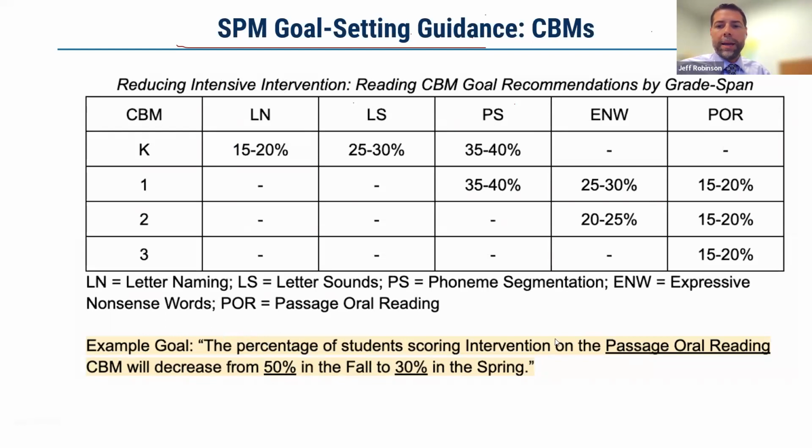Pick a number in this range. In this example, the teacher's choosing to set a goal to reduce the percentage of students by 20%. So if we had 50% in the fall, our goal is to get 30% in the spring. So we're going to reduce it by 20%. That's for reading. And here's the chart for math.